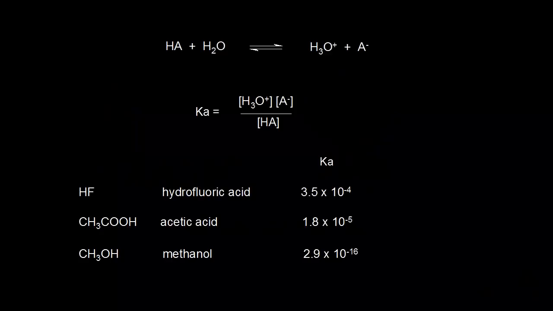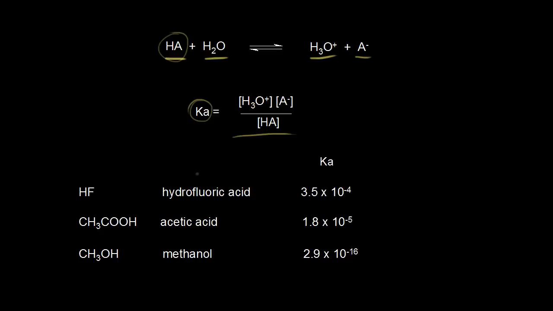We've already talked about how to write an equilibrium expression. So if we have some generic acid HA that donates a proton to H2O, H2O becomes H3O+, and HA turns into the conjugate base, which is A-. And so here's our equilibrium expression, and the ionization constant Ka for a weak acid, we already talked about the fact that it's going to be less than 1.